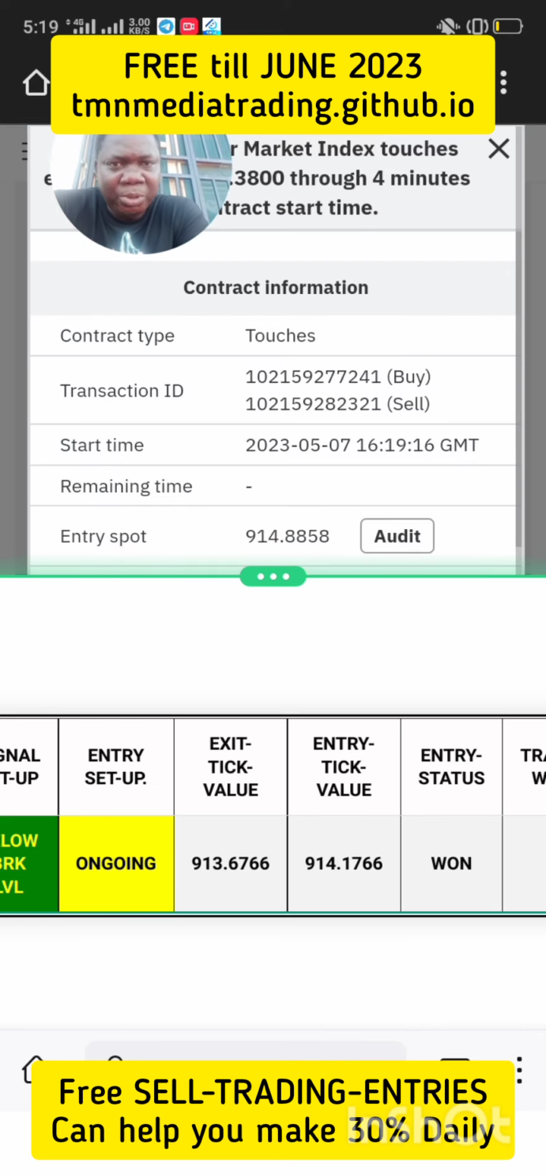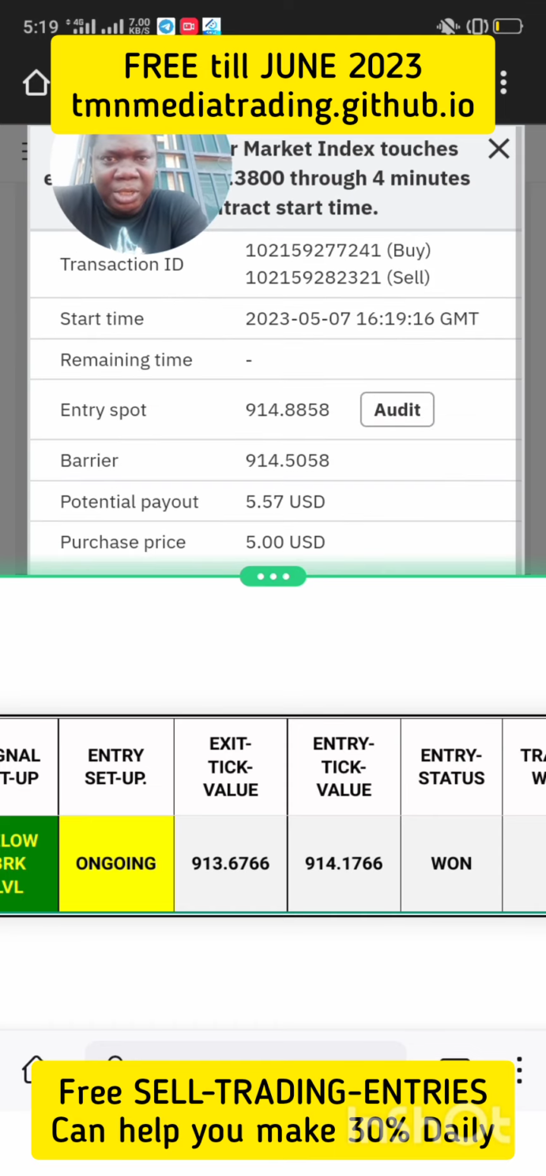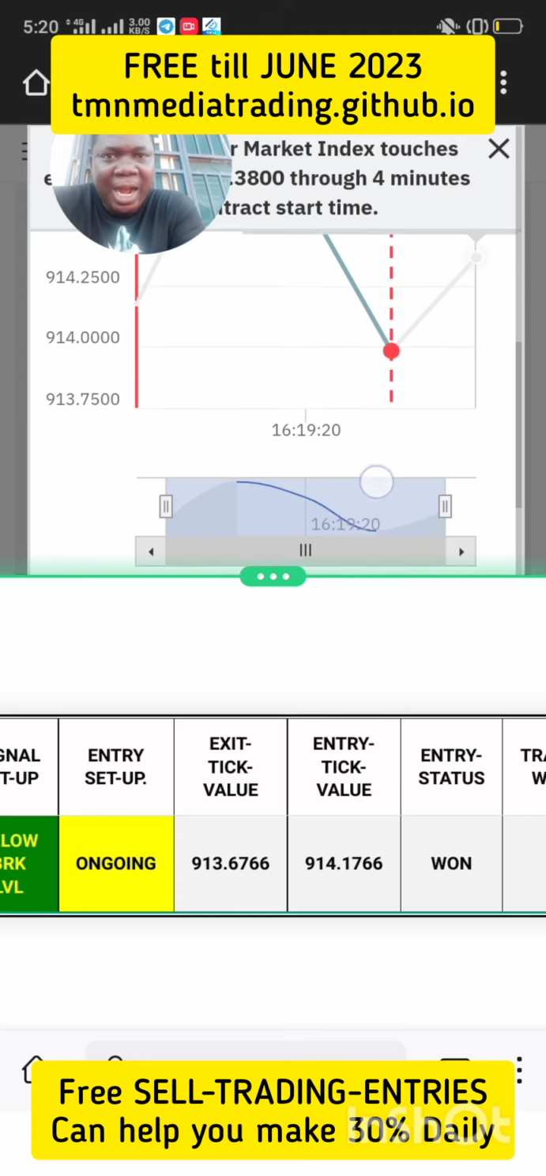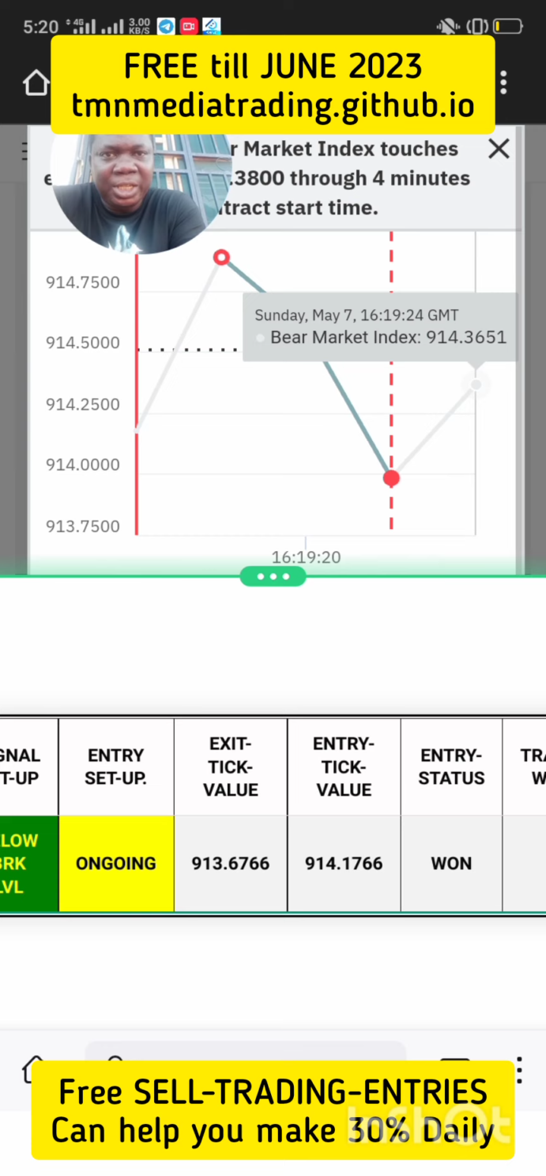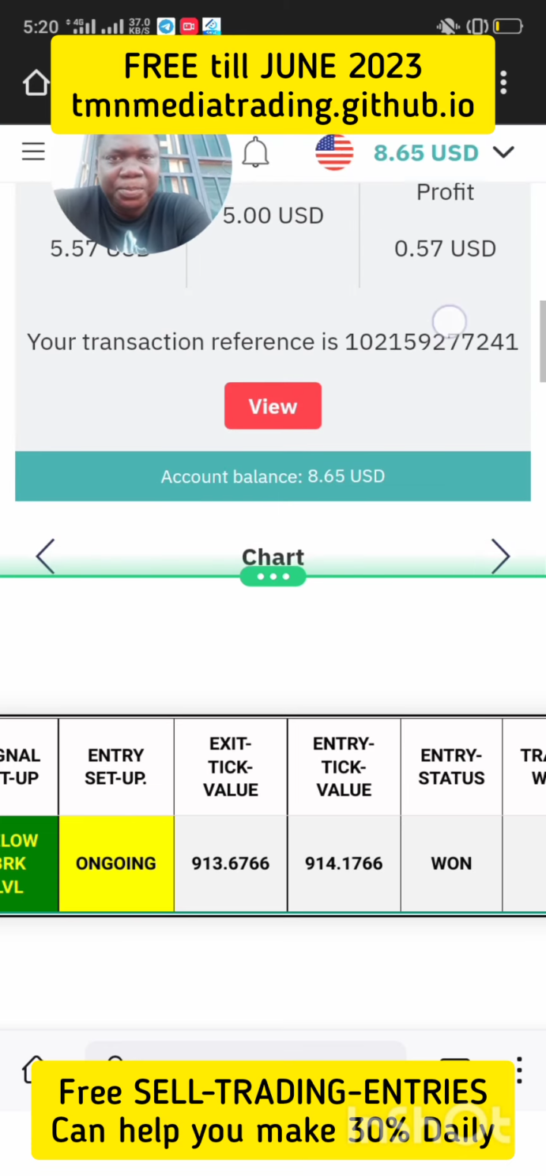Okay, this is a real trade. I placed it with $5. Our entry value was, you can see our entry value 1914.88. Okay, and you see exit value here is 1913.6. You can see, even with just 2 ticks, I've won 10%. That's 10%. So I've won 10%.